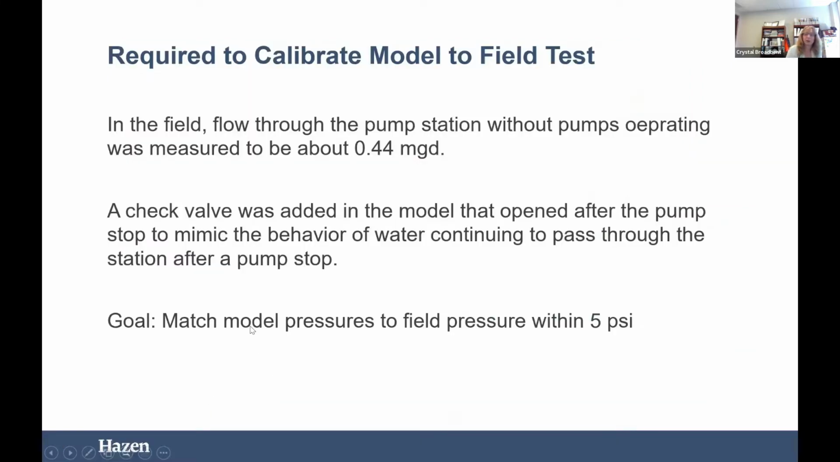So we did some field work to calibrate this pump station to give us some confidence in the model, to check our assumptions with the wave speeds and some other behaviors that you pick up through calibration.